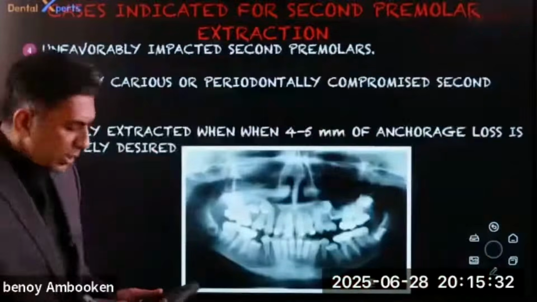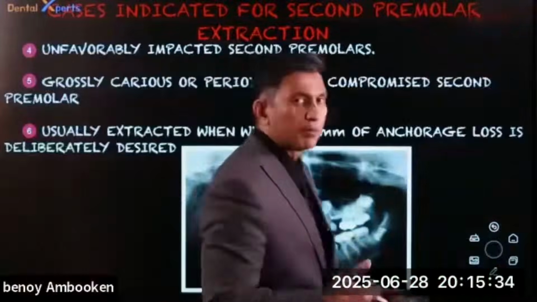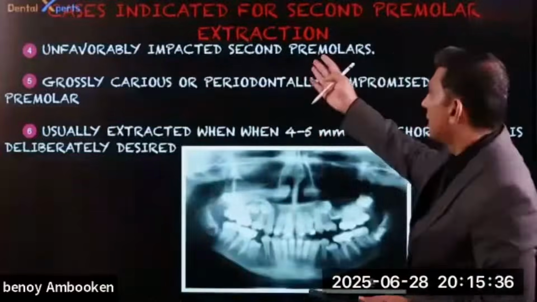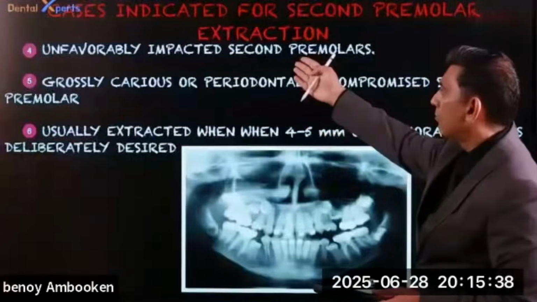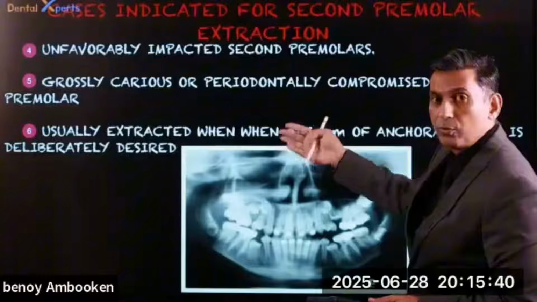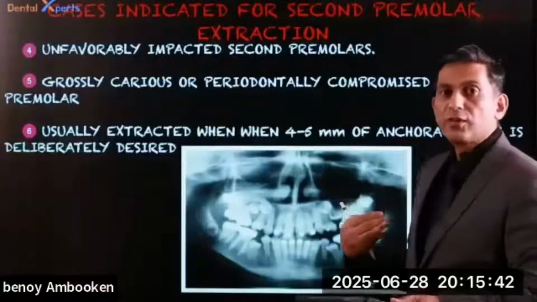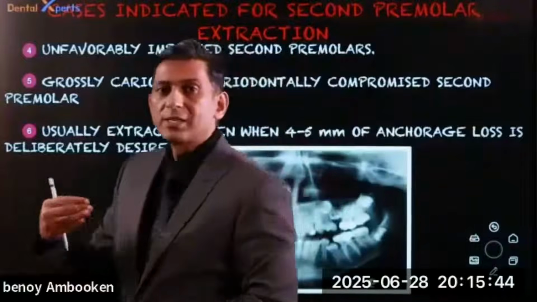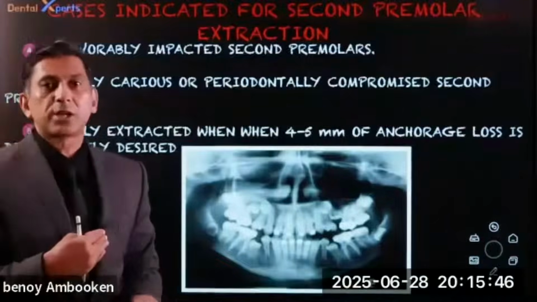extraction. Also, there are various other cases of second premolar extraction like grossly decayed second premolar, your impacted second premolar, or you want to have an anchor loss of 4 to 5 millimeter. All those are cases indicated for second premolar extraction.